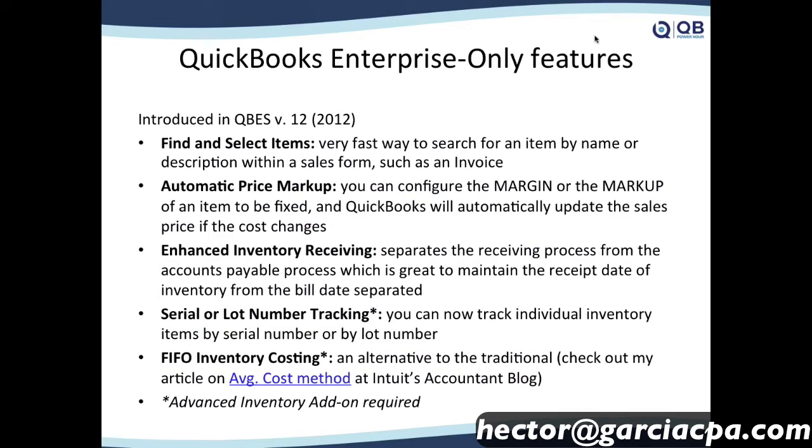Enhanced inventory receiving separates the receiving process from the accounts payable process. Therefore, an item receipt stays as a separate document, a separate transaction from the bill. And that is big sometimes because we don't want the warehouse people to be receiving bills. We want them to do item receipts, and we want the accounting to do the bills, and we want to have a different transaction date for receiving the bill versus receiving the inventory. Then serial and lot number tracking and FIFO inventory costing were added in 2012 with the Enterprise add-on.